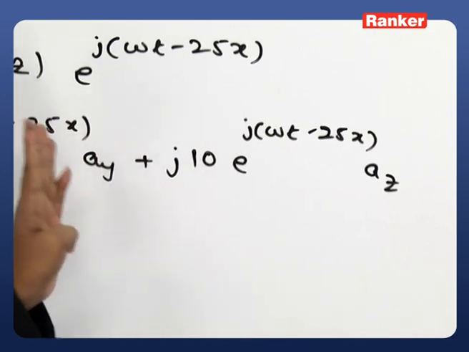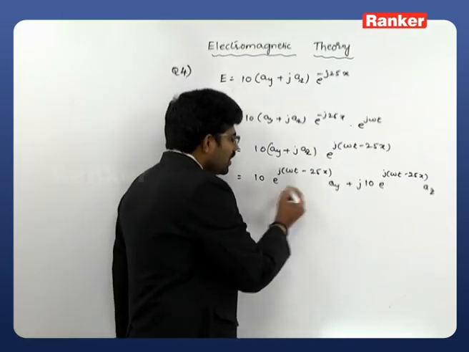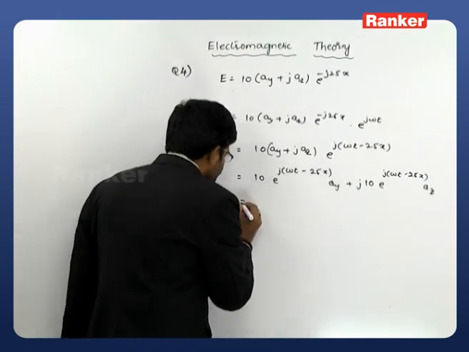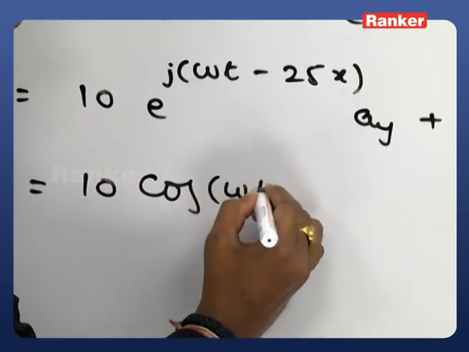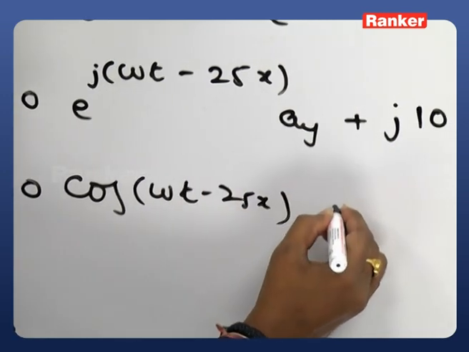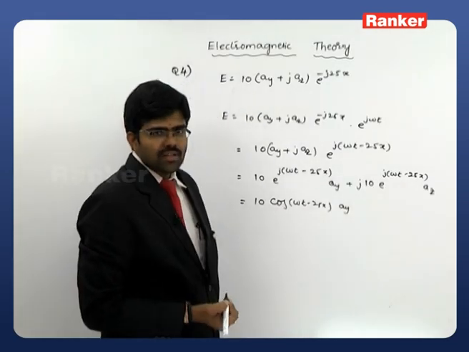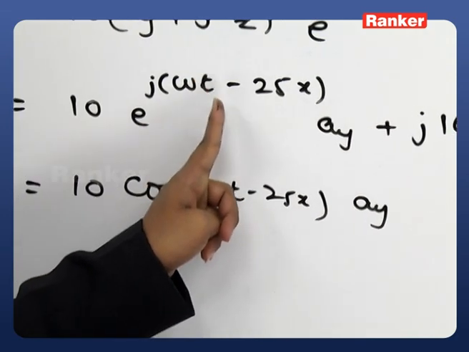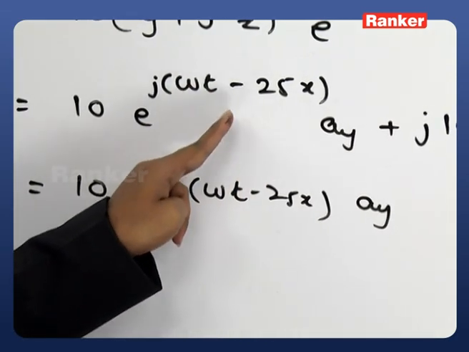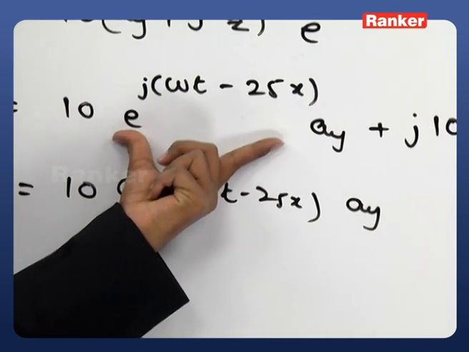After dividing and multiplying, the real term we get is 10 cos omega t minus 25x in the direction of y. That is the real term which remains for this. Don't think that I am writing directly. What I am doing is taking the real term from this particular quantity.